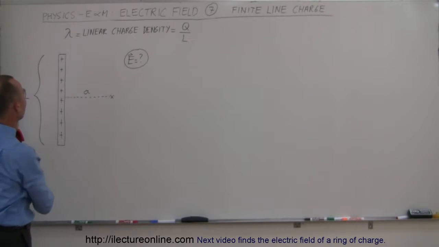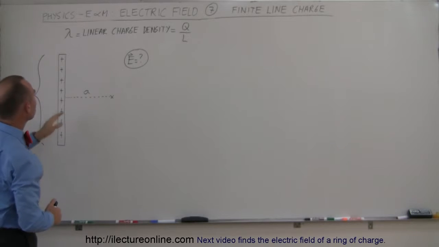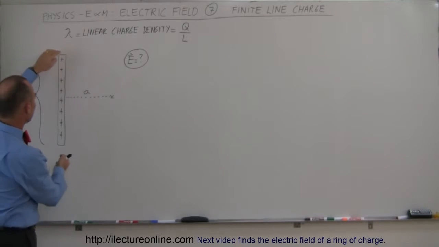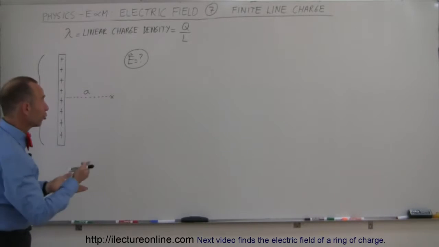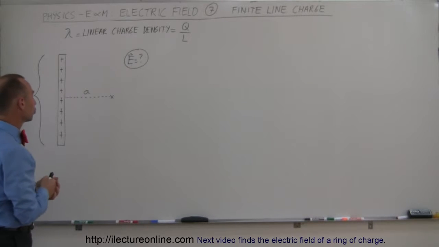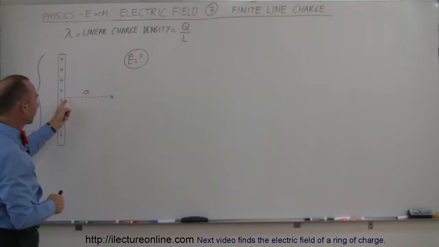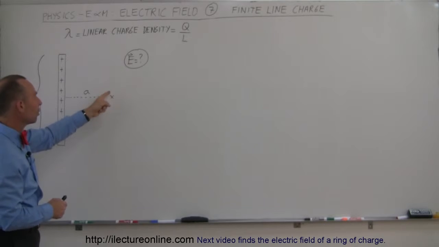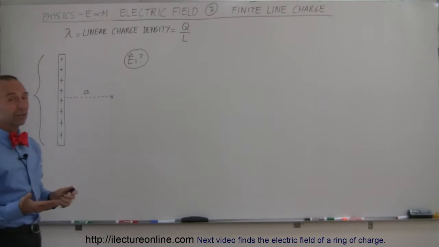Now in this video we have a linear object of finite length. Let's say the length is equal to L, and it has some positive charge on it. The linear charge density is equal to the charge placed on the object divided by the total length. So by definition, the charge per unit length is what we call the linear charge density. At some distance a away from the object, we want to know what the electric field strength is, and of course what the direction of the electric field is.